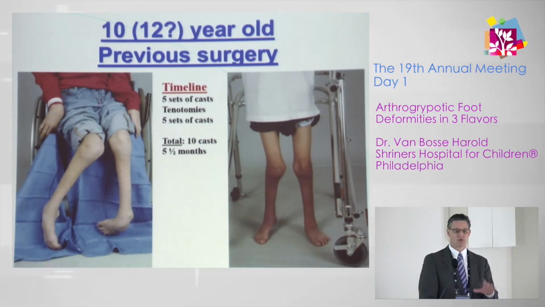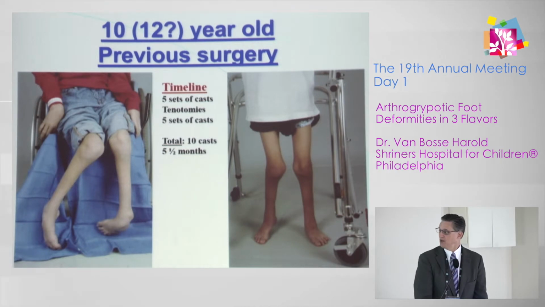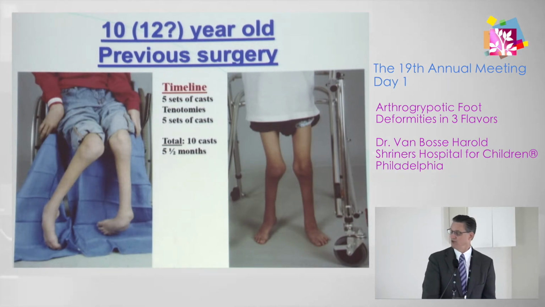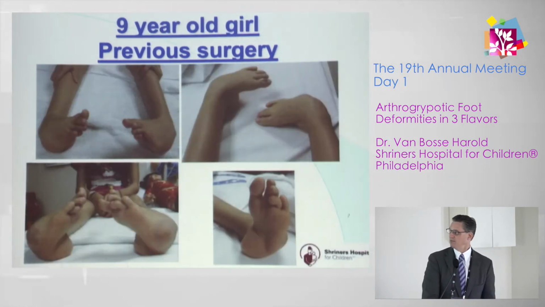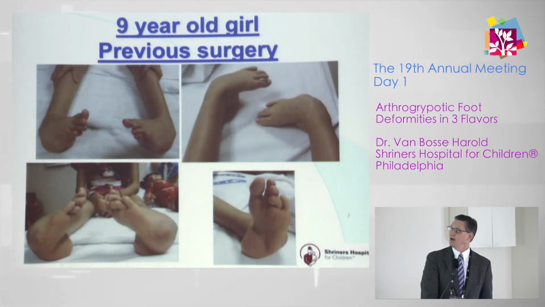They lived several states away, so we weren't seeing them on a regular basis. So it took about 5.5 months to get this all the way corrected. But we were able to get him corrected out fully, took care of his hips and his knees, and he's now walking with crutches. 9-year-old child had previous surgeries as well.